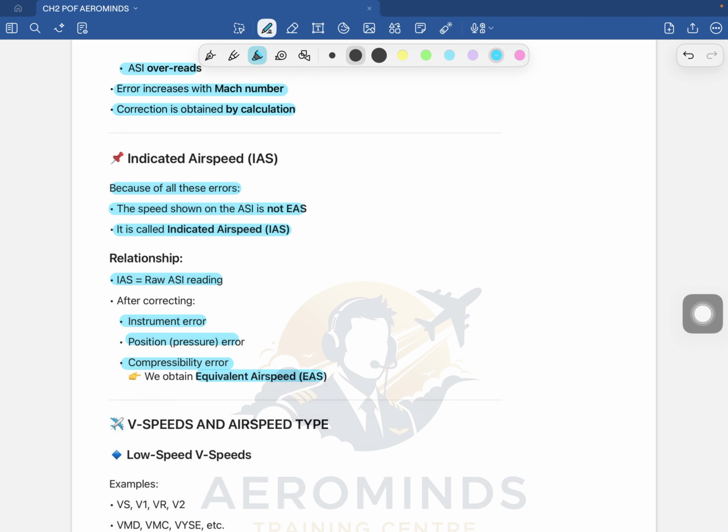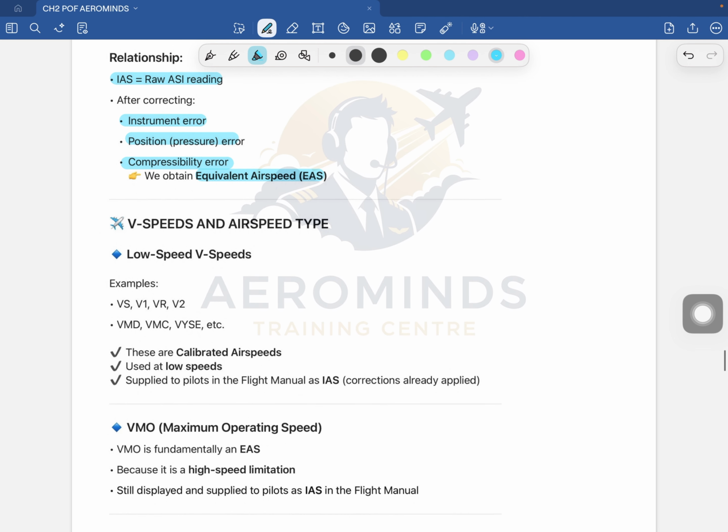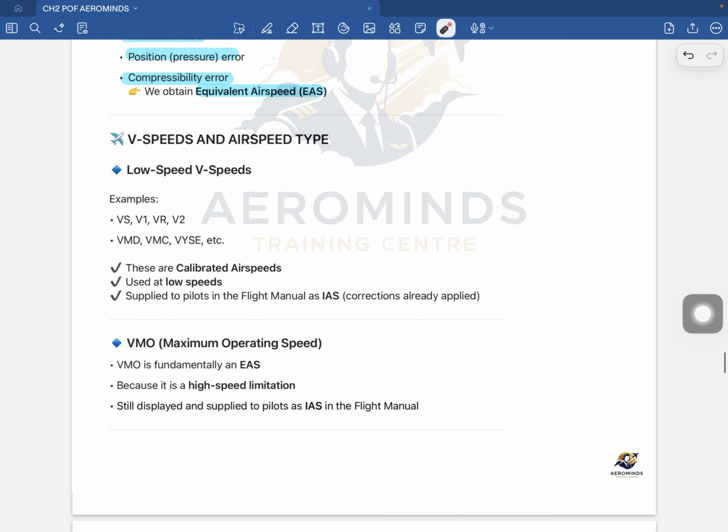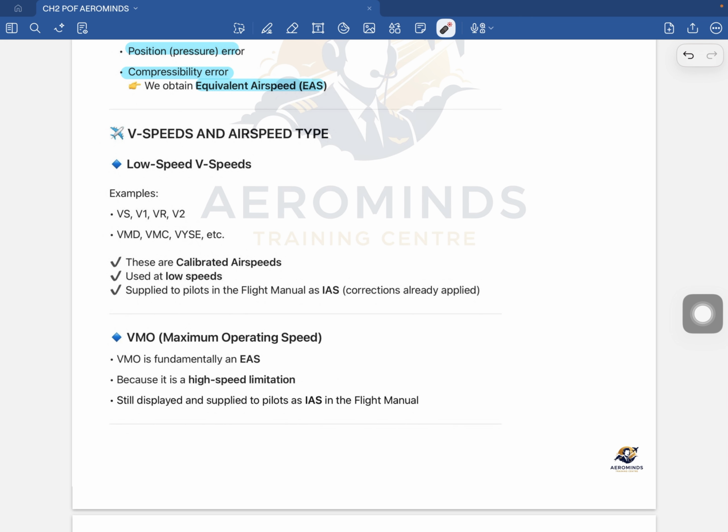Got it? So now we'll talk about the V speeds, because this is also where students often mix up everything. At low speeds, we use V speeds like stall speed, decision speed, rotation speed, takeoff safety speed, minimum drag speed, minimum control speed, minimum single engine best rate of climb speed, and so on. Now, all these low V speeds are actually CAS, so they are calibrated airspeeds. They are used at low speeds where the compressibility errors are negligible.